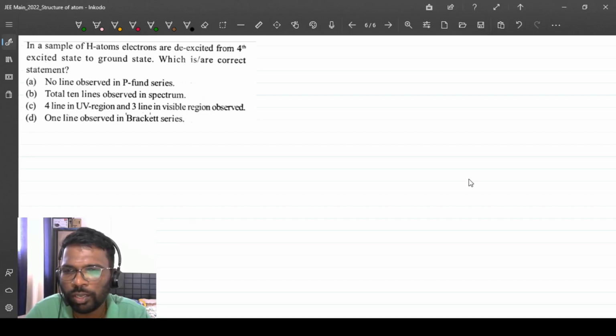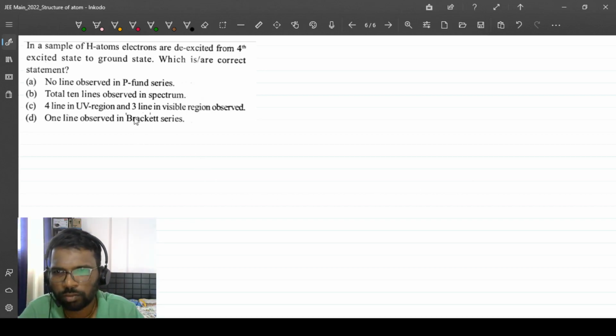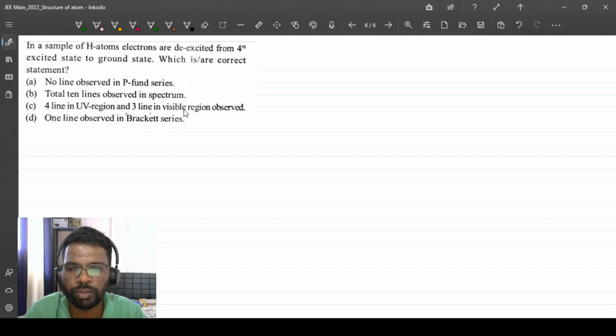Okay. So here I have taken this problem to make you understand the concept, and also I want to introduce that concept over here. So the question asked is: which of the following statements is correct? The question says that I will draw the energy level.